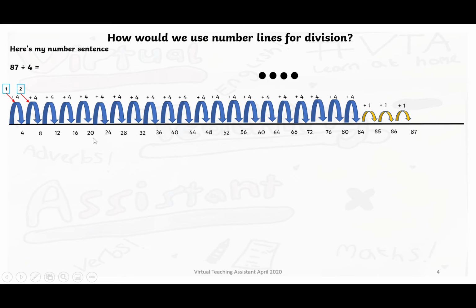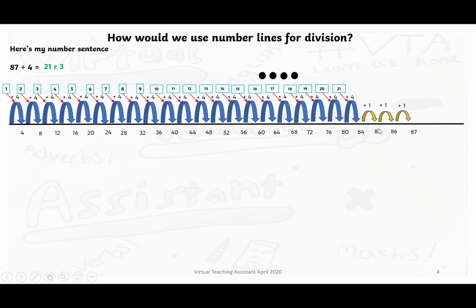1, 2, 3, 4, 5, 6, 7, 8, 9, 10, 11, 12, 13, 14, 15, 16, 17, 18, 19, 20, 21. So I've got 21, and then my remainder is 3. Okay, so there are 21 4s in 87. The remainder is 3.